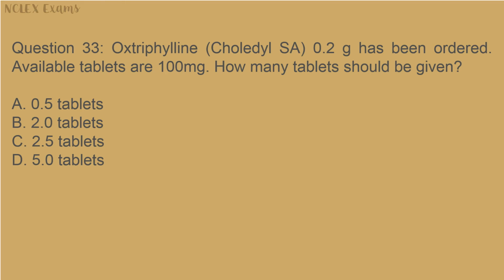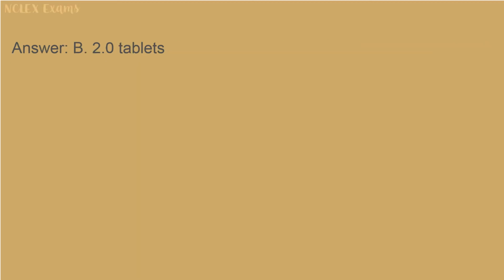Question 33. Oxtriphylline choline doses 0.2 grams has been ordered. Available tablets are 100 milligrams. How many tablets should be given? A. 0.5 tablets. B. 2.0 tablets. C. 2.5 tablets. D. 5.0 tablets. Answer: B. 2.0 tablets.